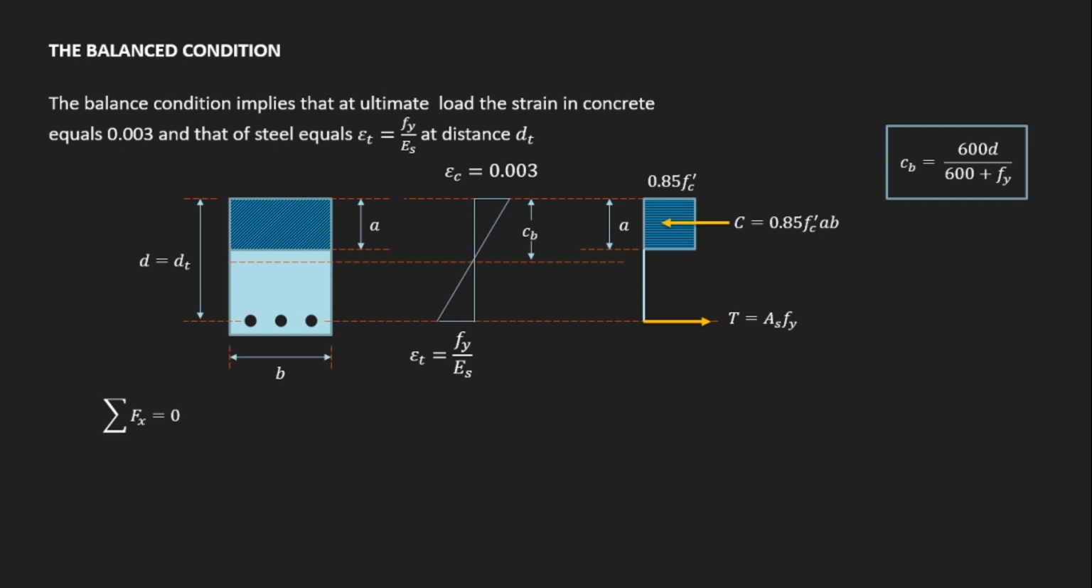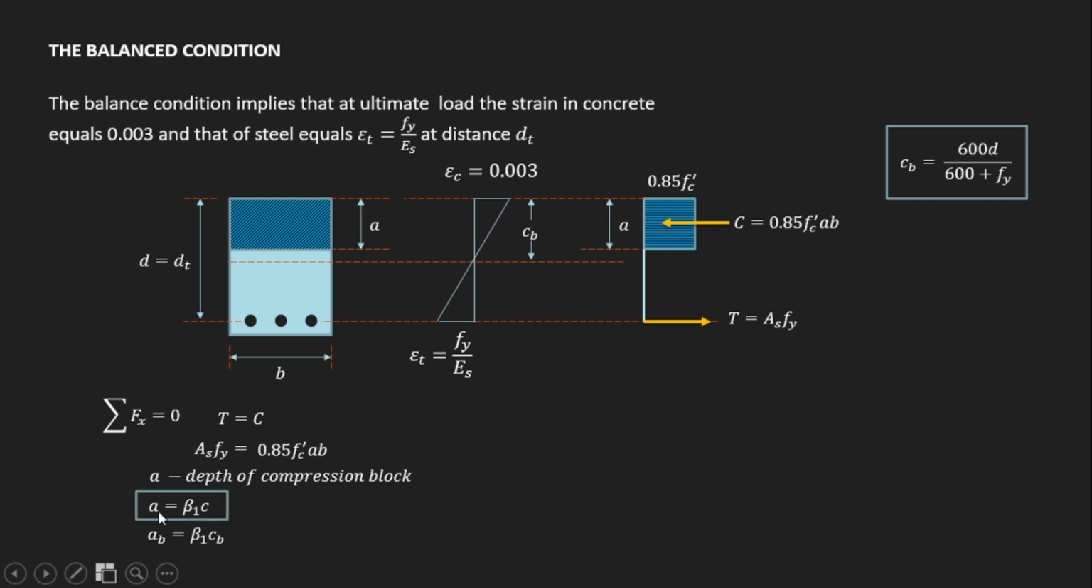Let's say, mag-summation of forces horizontal tayo equal to 0. So, automatic, yung T equals to C. So, for T, that is AsFy, and yung for C, that is 0.85 fc prime AB. So, yung A, this is the depth of the compression block. And yung formula natin for A, that is also equal to the beta 1 C. So, ito yung bago natin sa formula. So, dagdag naman yan, nakalagay yan sa code. So, for our balance condition, syempre, gagamit din tayo ng A balance and C balance. So, yung A balance natin, that is also equal to beta 1 times C balance. Another formula na kailangan natin isaulo.